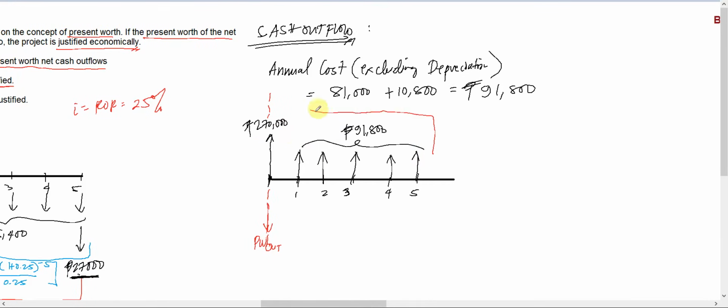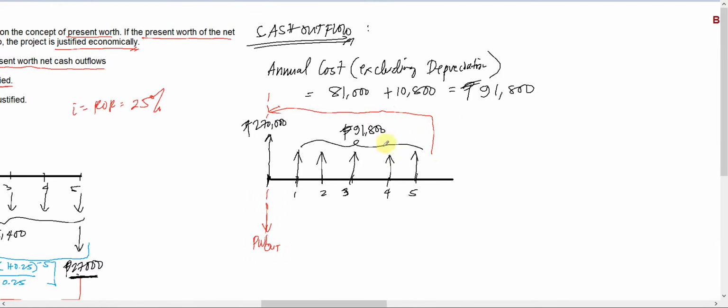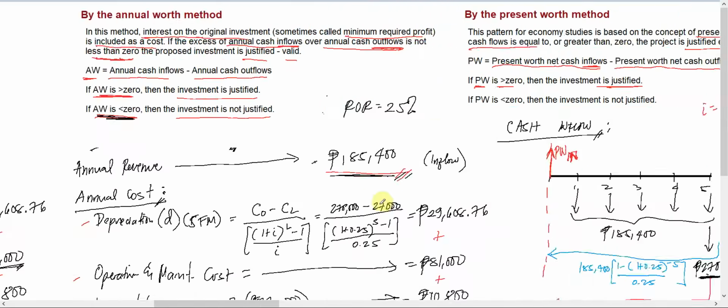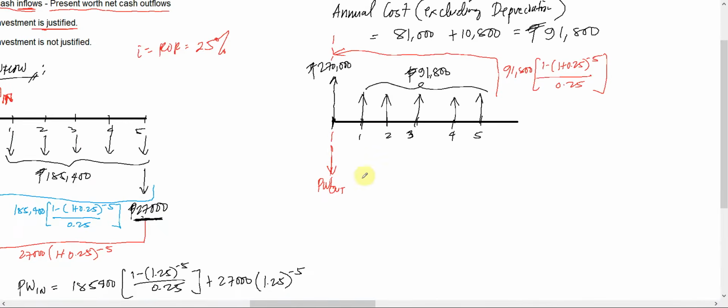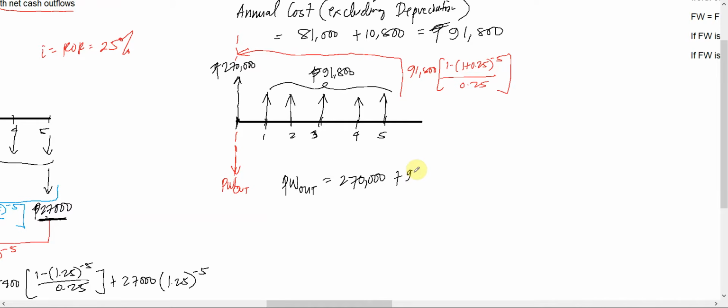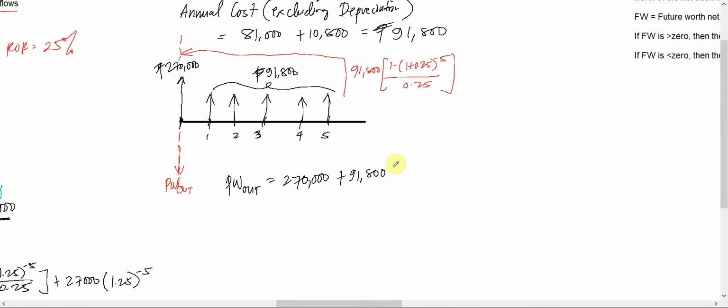Yung 91,800 na lang, which is annuity ulit. So, ang formula niyan is 91,800 times 1 minus (1 plus 0.25) raised to 5 years, negative 5, all over 0.25. So, the present worth of cash outflow will be equal to 270,000, yung first cost natin, investment. Di ba? Plus yung annuity natin na 91,800. So, annual cost natin yan, times 1 minus 1.25 raised to negative 5 over 0.25.